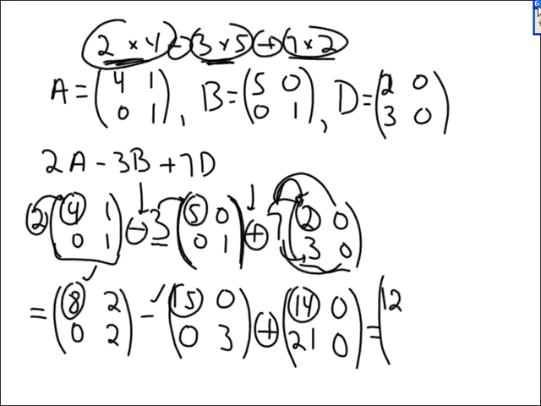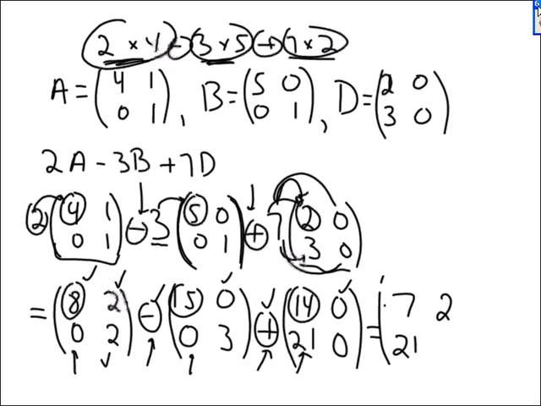Now I know I'm not happy with that. 22 take away 15 is the number 7. 2 take away 0 is 2. Add 0. 2 plus 0 is 2. 0 take away 0 is 0. You add 21. 0 plus 21 is 21. Two take away 3 is negative 1. You add 0. Negative 1 plus 0 is negative 1.